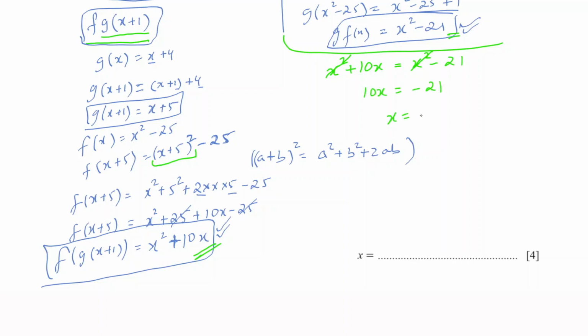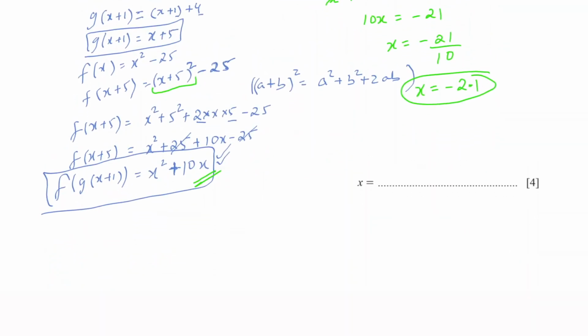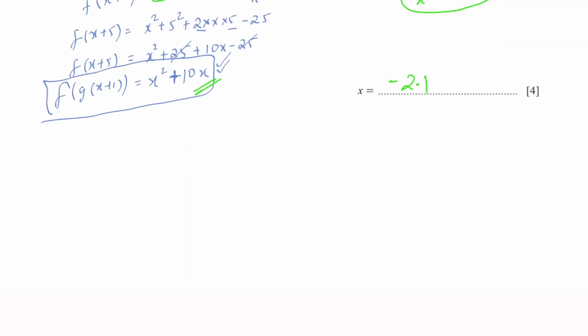So x will be equal to minus 21 divided by 10. Because it's a 10 over the bottom, it will give me a decimal, so minus 2.1. So this will be the final answer. You can use your calculator also: minus 21 divided by 10 gives you minus 2.1. So x will be minus 2.1. This is the end of the question.